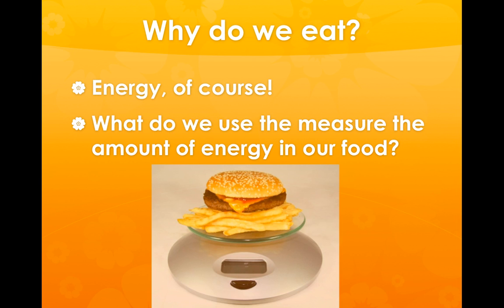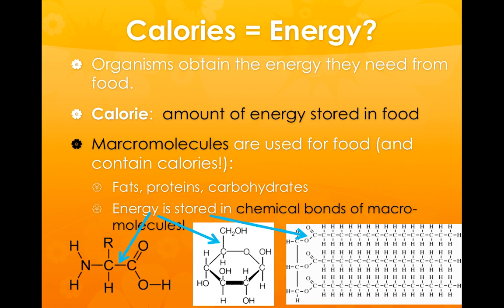So the reason that we eat is to get energy, and the measure that we use to measure the amount of energy in our food is called a calorie. What exactly is a calorie? A calorie is the amount of energy that's stored in food. The energy is actually stored in the chemical bonds of the food molecules that you eat.